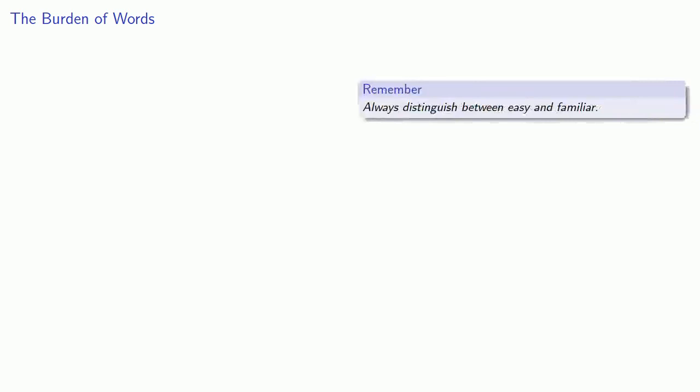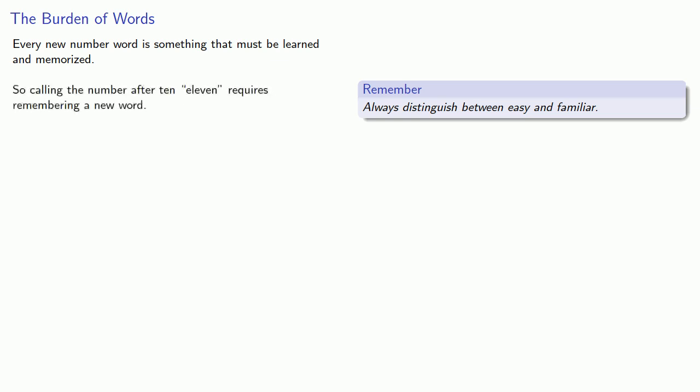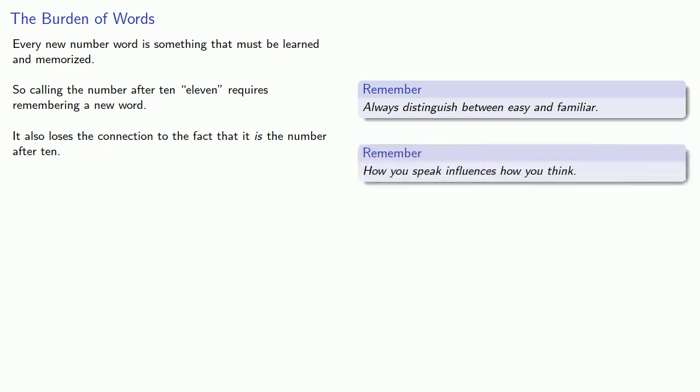And so this brings up an important idea. Always distinguish between the easy and the familiar. So it might seem strange and unnecessarily difficult to call the number after 10, 10 and 1. Why not call it 11? That's easier. Well, actually it isn't. It's familiar. And so the thing to remember is that every new number word is something that must be learned and memorized. So calling the number after 10, 11, requires remembering a new word. It also loses the connection to the fact that it is the number after 10. Remember, how you speak influences how you think. In contrast, calling it 10 and 1 is both logical and retains the connection.